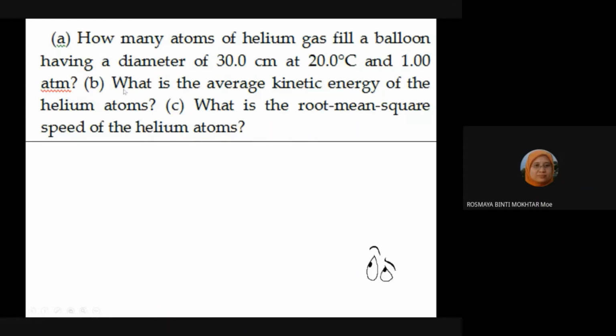So we do A first. How many atoms of helium gas fill a balloon having a diameter of 30.0 centimeter at 20.0 degrees Celsius and 1.00 atmosphere?